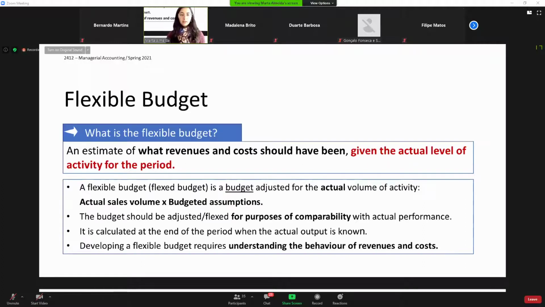So what is the flexible budget? It is a new budget. We will make a new budget, assuming that we knew how much the actual quantity was, how much the actual level of activity was: 6,000. Instead of making the budget for 5,000 units, we will make the budget for 6,000 units. Then we can compare that with the actual results because both will be for the same level of activity.